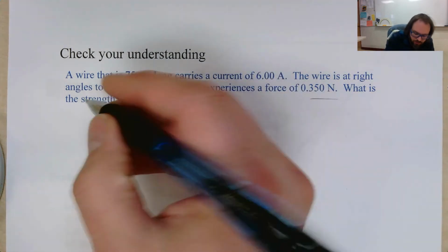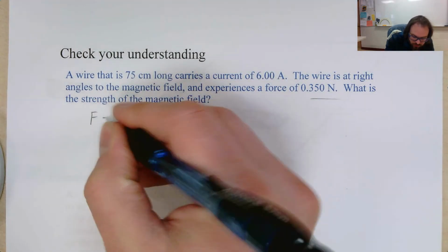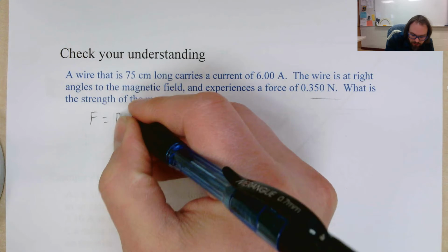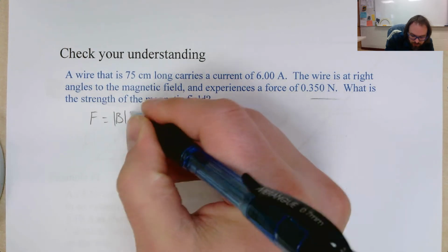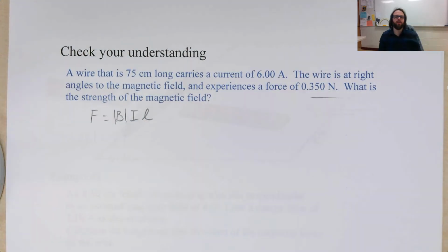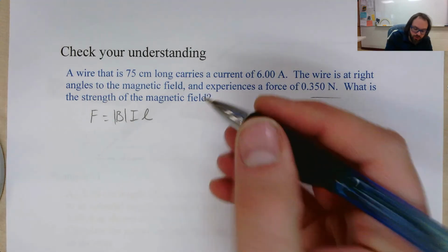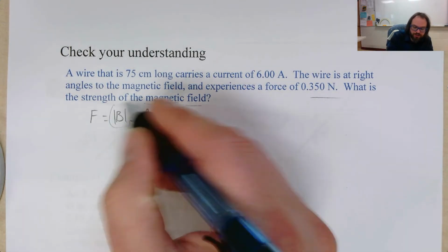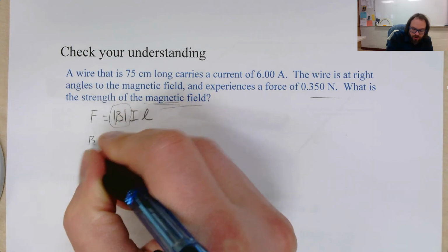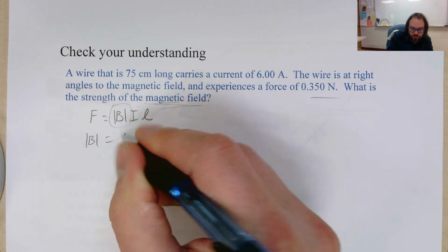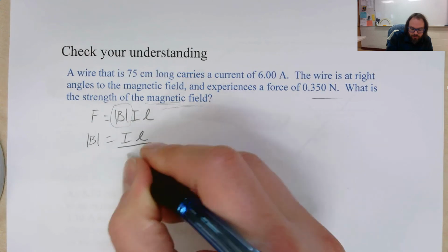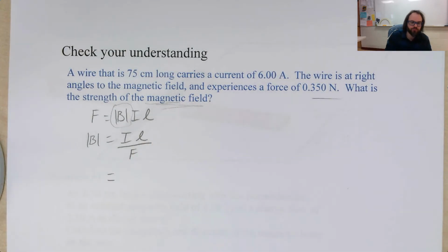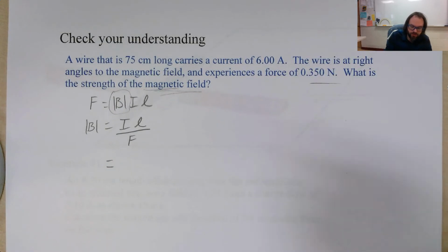First we're going to start with my formula. Force is equal to my magnetic field multiplied by my current multiplied by my length of wire. Since it's already at 90 degrees, we know sine of 90 is equal to 1, so we can ignore that. Now we want to figure out the magnetic field, so we're going to isolate for it. My magnetic field is equal to my force divided by my current multiplied by my length. Now I'm going to substitute everything we know.